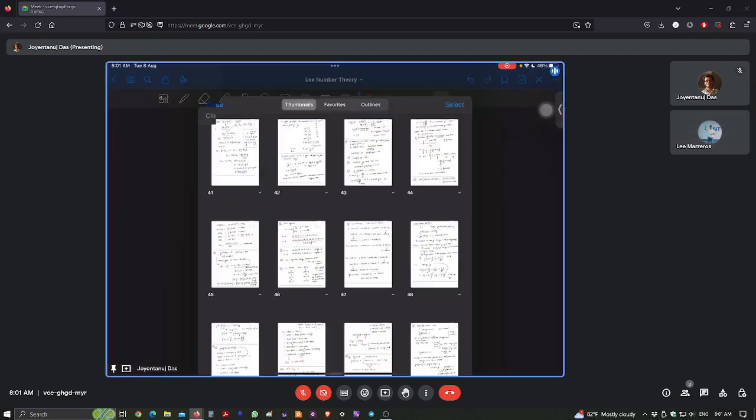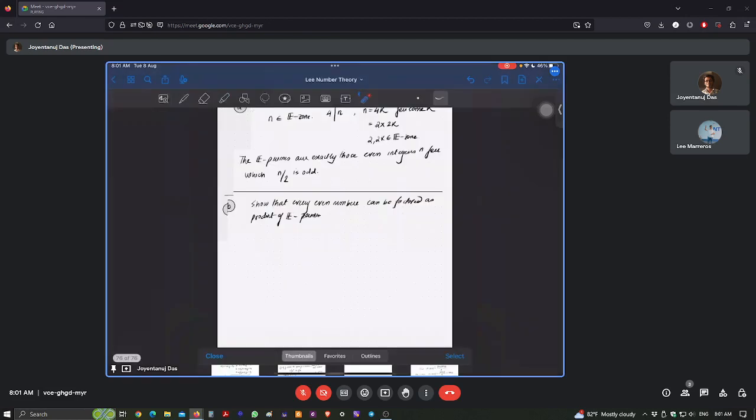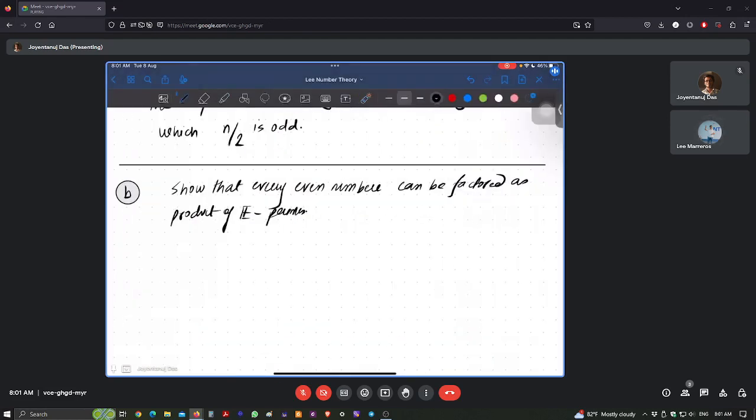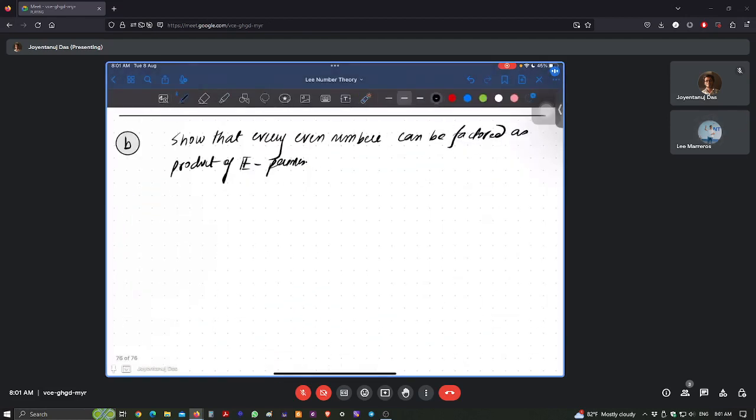Okay, so let me write it down. We start with any n. We want to show that n belongs to E, that is, n can be factored. So if n itself is an E prime, then we are done.